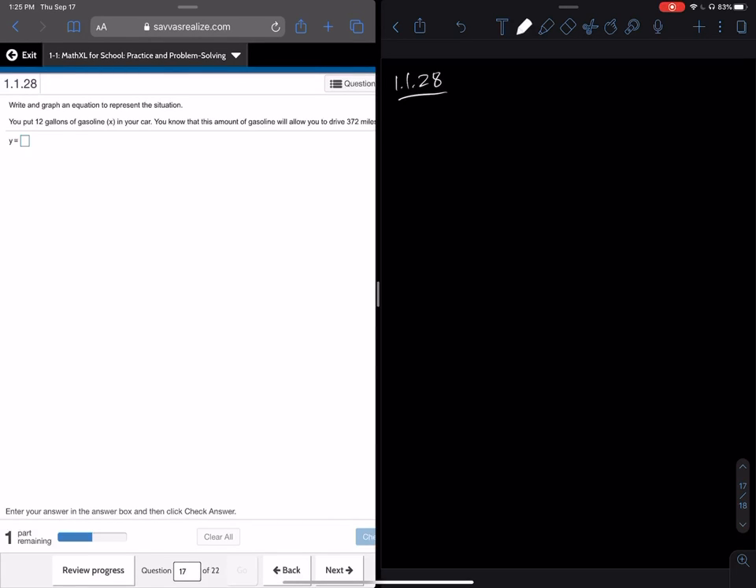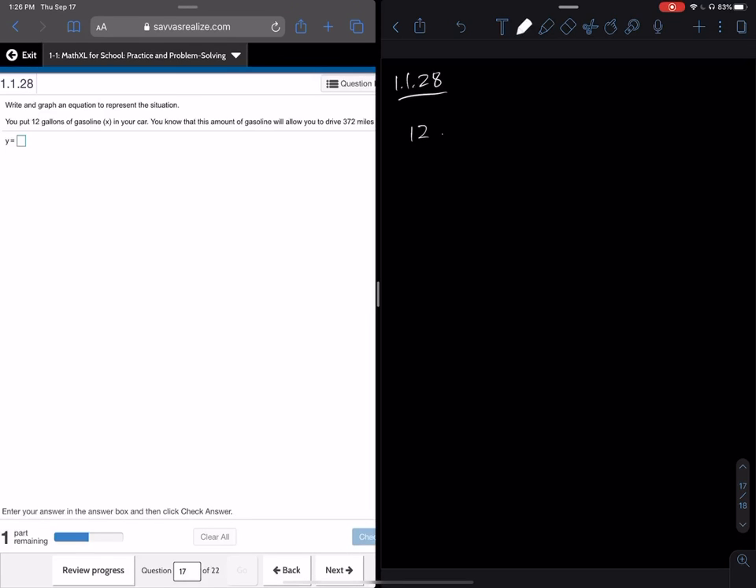Problem 1.1.28, write and graph an equation to represent the situation. And they tell us you put 12 gallons of gasoline, X, in your car. You know that this amount of gasoline will allow you to drive 372 miles, Y. All right, so let's write down what we know.